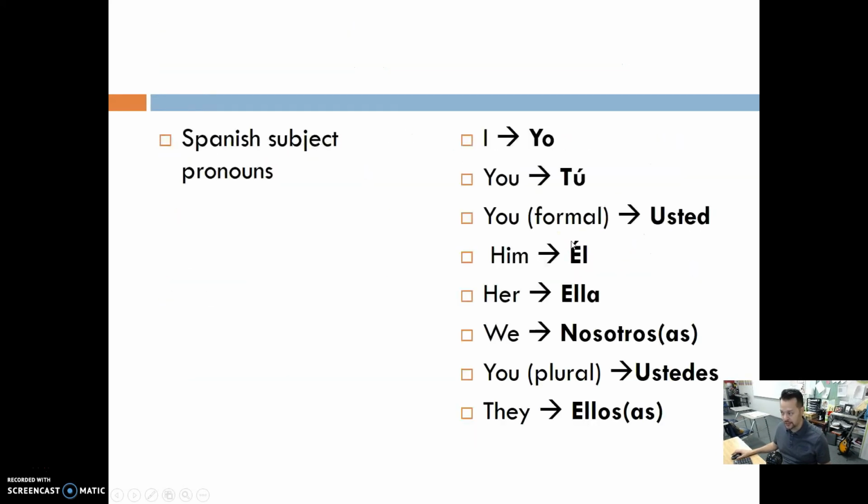Let's recap really quick once again. Yo, tú, usted, él, ella, nosotros, sometimes nosotras, ustedes, ellos, sometimes ellas. And there you go. Those are your Spanish subject pronouns.